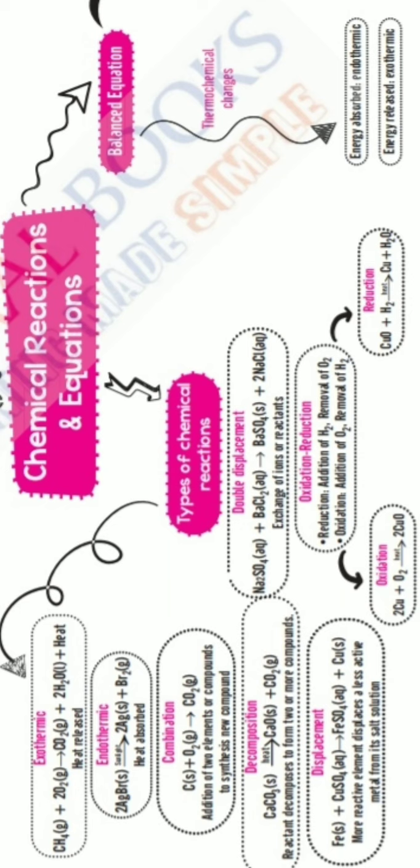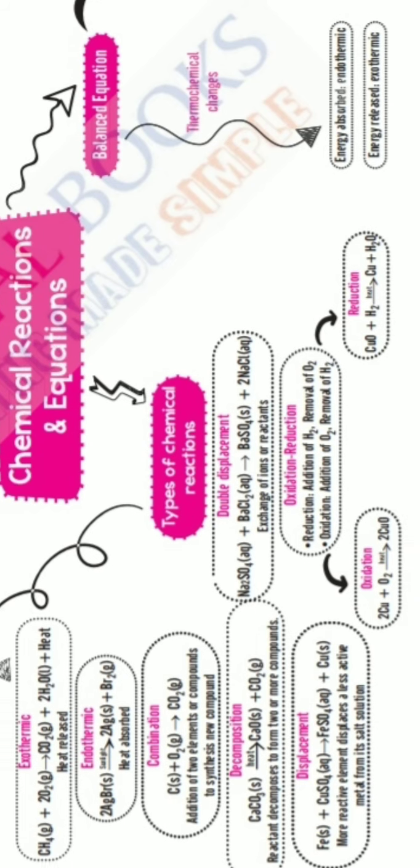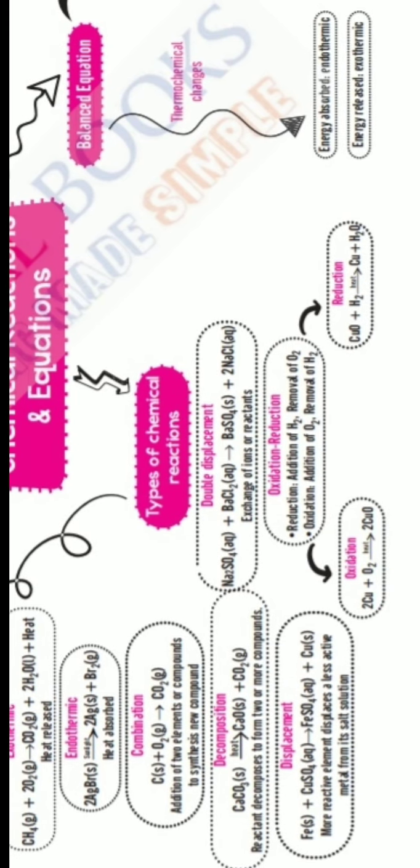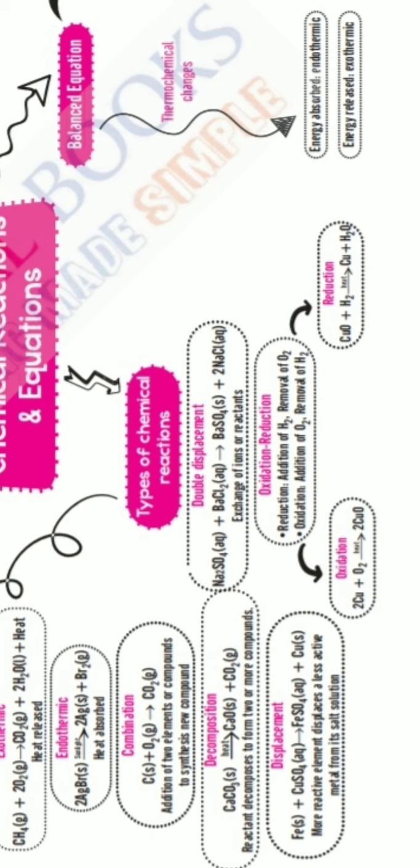Next, combination reaction. What is meant by a combination reaction? Two or more elements combining to form a single compound is known as a combination reaction. The example of it is C plus O2 gives CO2. In brackets they have mentioned s, because carbon is in the solid state, and oxygen is in the gaseous state, so they have mentioned g.